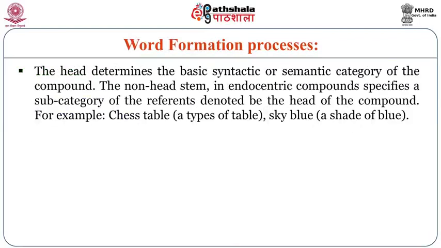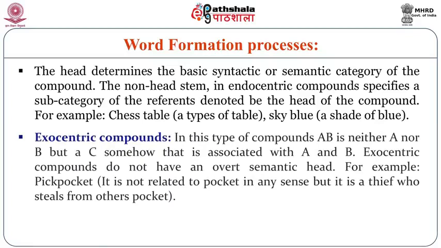In word formation processes, we have compounding, and we have endocentric compounds as well. For example, chess table, that is a type of table. Sky blue, a shade of blue, that is an endocentric compound. Then we have exocentric compounds. In this type of compound, AB is neither A nor B but a C, somehow associated with A and B. Exocentric compounds do not have an overt semantic head.